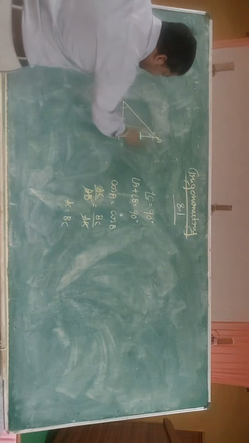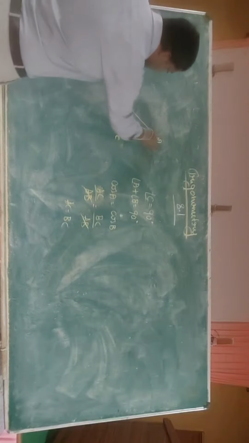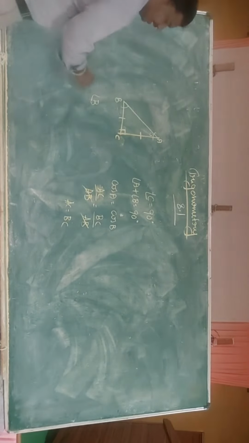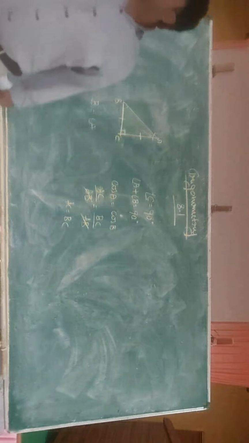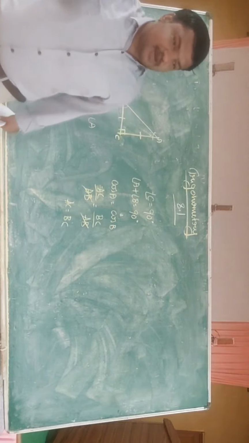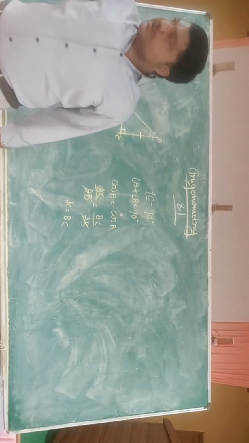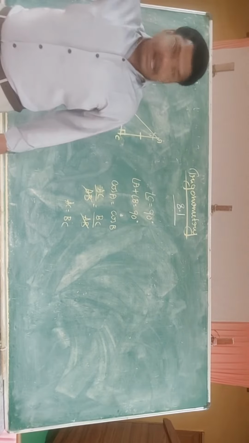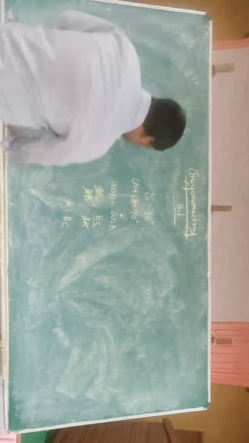AC is the opposite side of which angle? Angle B, right? And BC is the opposite side of which angle? Angle A. Again recall the theorem: angles opposite to equal sides of a triangle are equal. Sides opposite to equal angles of a triangle are equal. Understood? Simple. This one is not required.